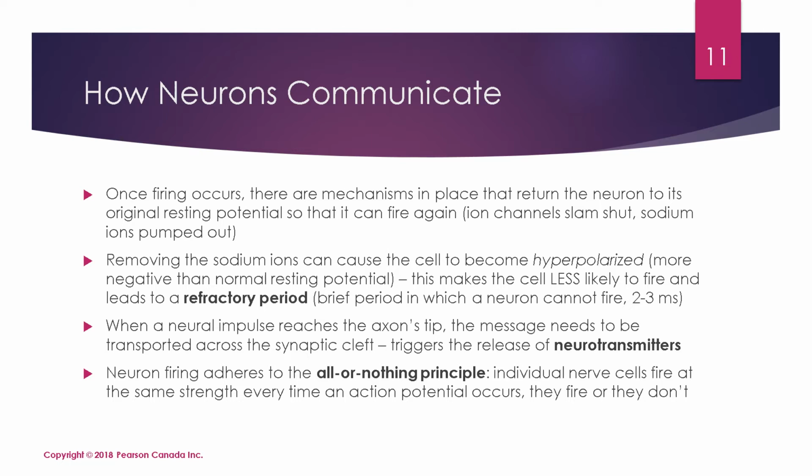When a neural impulse reaches the axon's tip, the message needs to be transported across the synaptic cleft, which triggers the release of neurotransmitters. Once it reaches the end of the cell, since up until this point it's been an electrical form of communication, it can't just jump across the gap to the next cell. So that's where the chemical process comes into play. The neural impulse travels down the axon and bangs into these little vesicles, which are full of neurotransmitter molecules located in the axon terminals, and it causes them to pop and spill their contents into the gap, into the synapse.